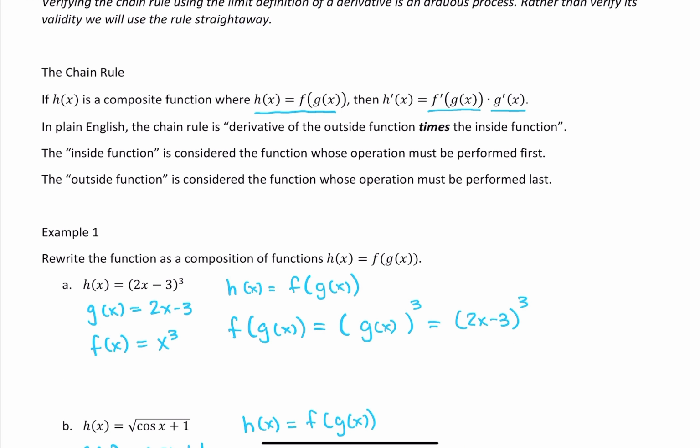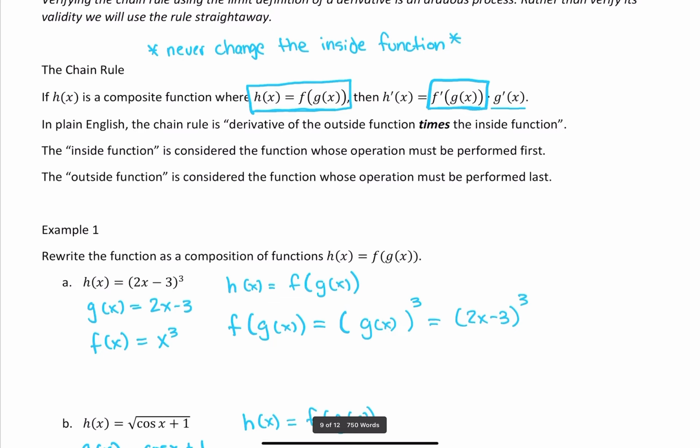So if we have a composite function that is, again, h of x equals f of g of x, a function with a function inside of it, then its derivative is the derivative of the outside function multiplied by the derivative of the inside function. The thing that we want to make a note of here is never change the inside function.